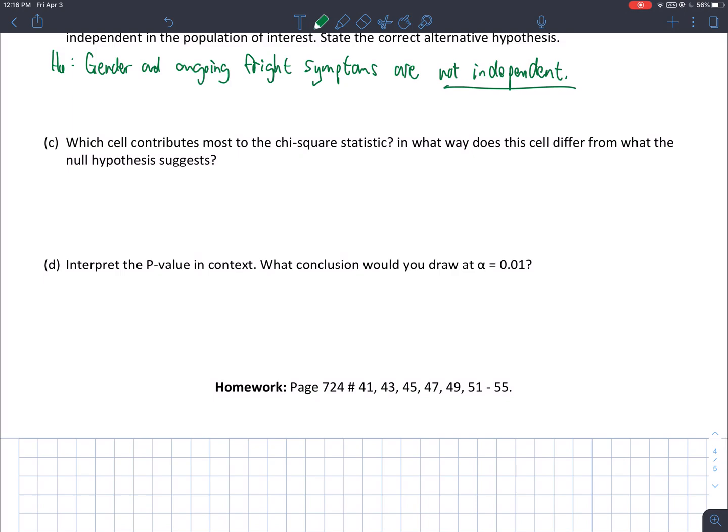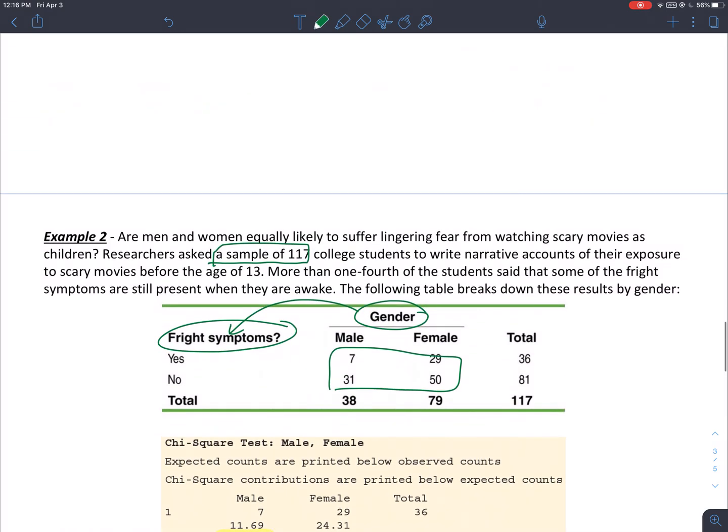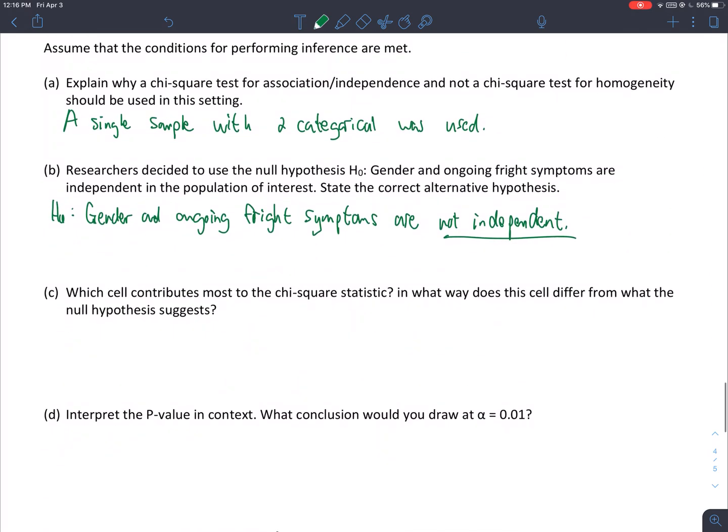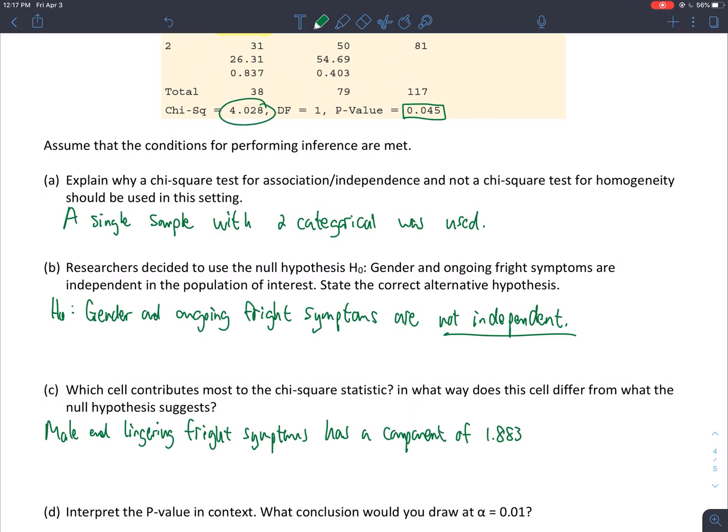Which cell contributes the most to the chi-square statistic? That's where you look at the components. So you look here, components, which one? Oh, this one. So the cell that is male and has lingering fright symptoms has a component of 1.883. And chi-square was only 4. So almost half of the chi-square statistic was made up of this one cell.